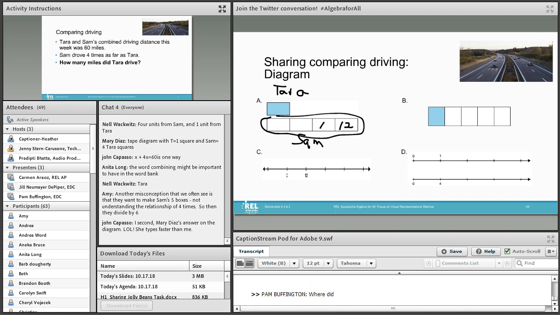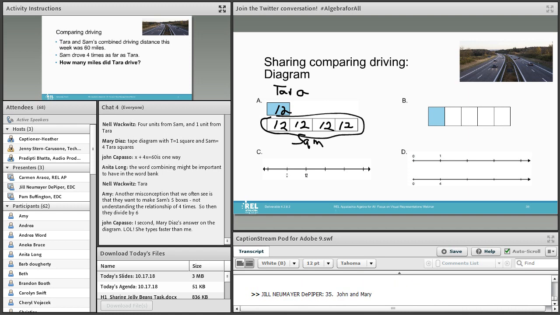Where did the 12 come from, Jill? How did you find the 12? I did 60 divided by 5. I think that both John and Mary did 60 divided by 5. Both John and Mary said they did it the same way.